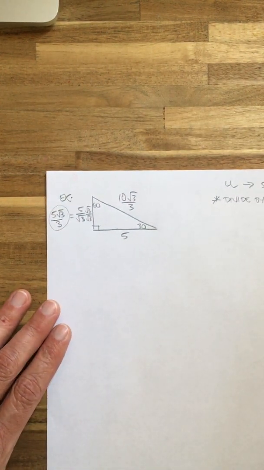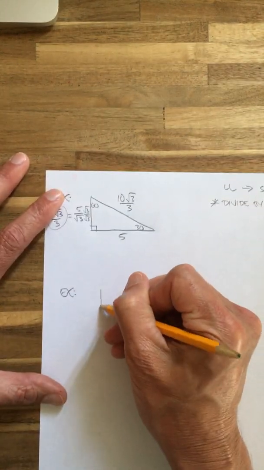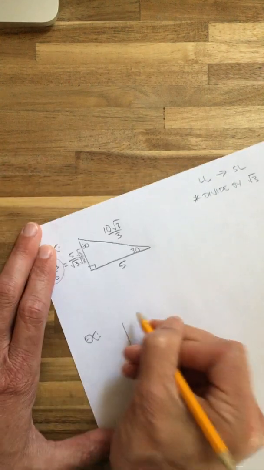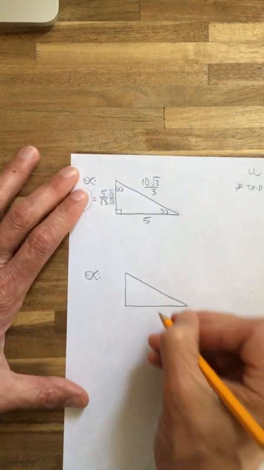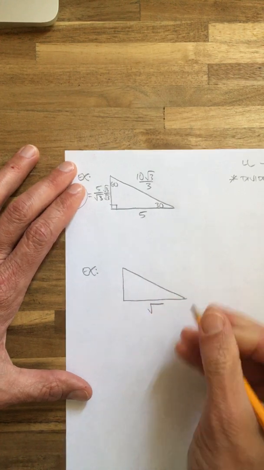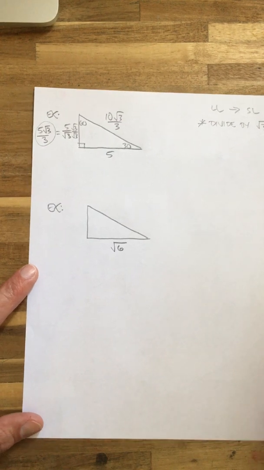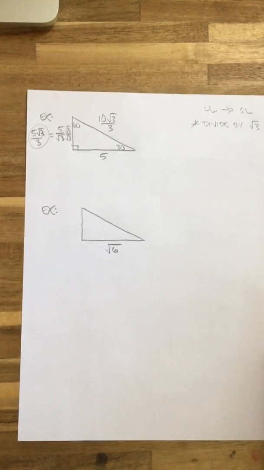Multiply it by 2. Okay, so let's try one more example. See if you can do this. Okay, so here we go. I'll do a square root of 6. All right, good luck.